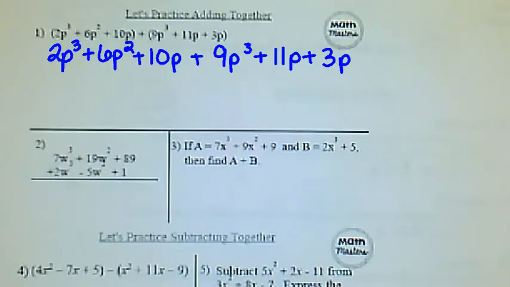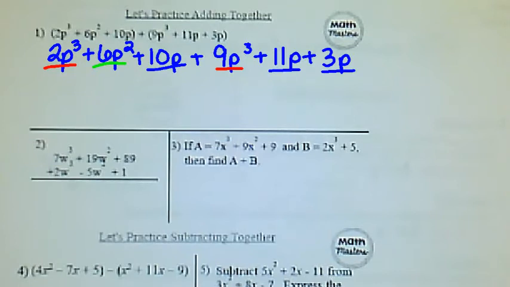For this one, I have 2p cubed plus 6p squared plus 10p plus 9p cubed plus 11p plus 3p. The first thing I'm going to do is underline all the like terms, using a different color for each. And again, the like terms, constants go with constants.